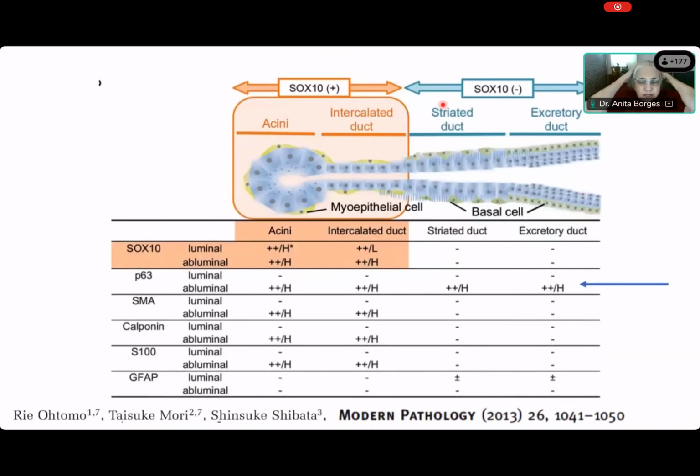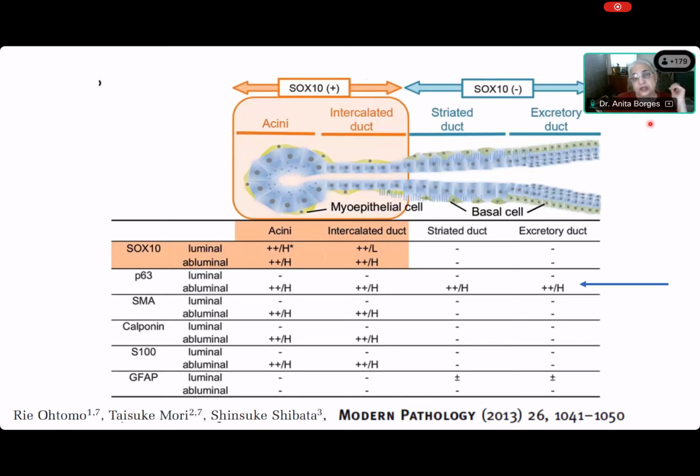Now here it is, a very nice cartoon actually, in which you see you have acini, the intercalated duct, the striated duct, and the excretory duct. Now all of these to the left of the intercalated duct show you SOX10 positivity, either in the myoepithelial cells or in the luminal cells like the acinar cells. You can take a screenshot of this. This was very nicely portrayed in this cartoon in Modern Pathology.